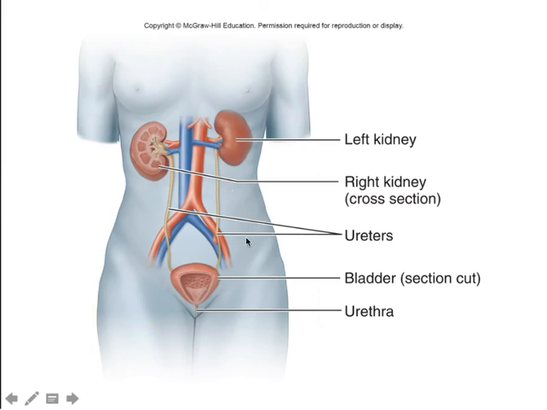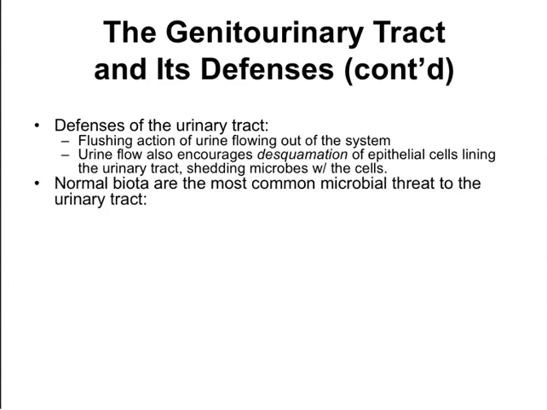The concern with infection in the urogenital system is primarily the potential, because this system is open to the outside world, for pathogens to work their way up the urethra into the bladder and then potentially up into the ureters and into the kidney. And the fact that we constantly produce and void urine is one of the ways that we flush the tract out and keep it relatively infection-free. It also encourages desquamation of the epithelia.